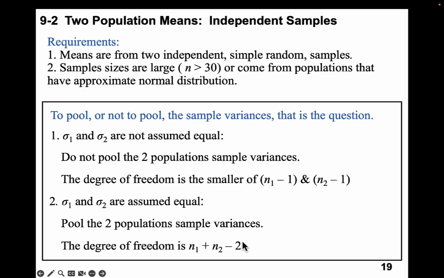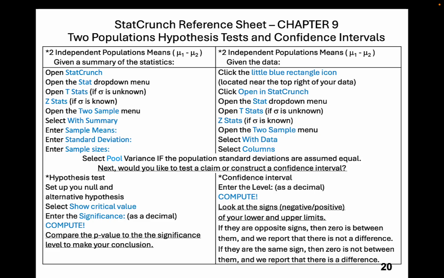All right, let's see if we can look through this StatCrunch reference sheet very carefully. There are a lot of details on here. Don't just glance over this. I've put a lot of information on this slide, so take your time with it.